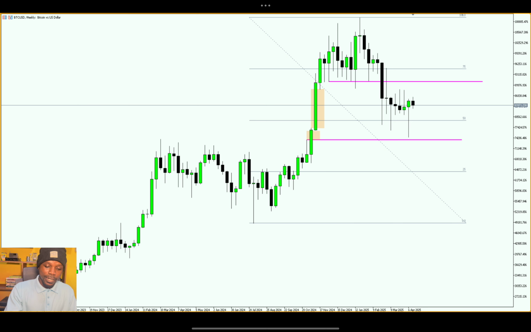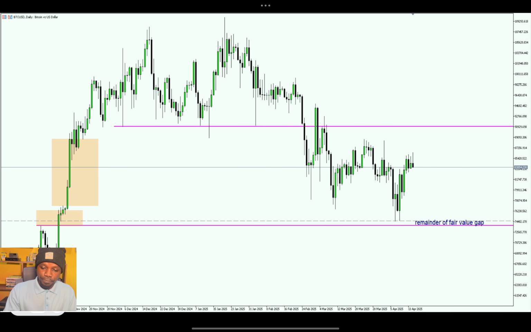All right, now let's move on to the next slide. Okay, so what you can see right in here is represented on the daily time frame. Beautifully on the daily time frame, we could see the remainder of the fair value gap that is also represented on the hourly, on the weekly, and then the monthly time frame.